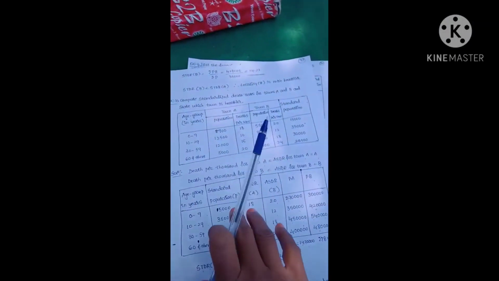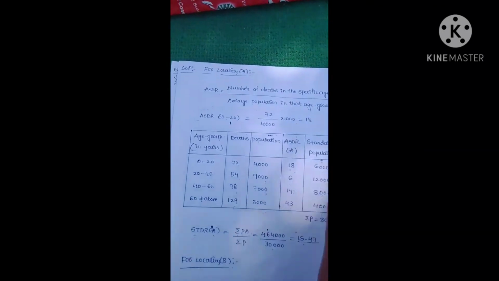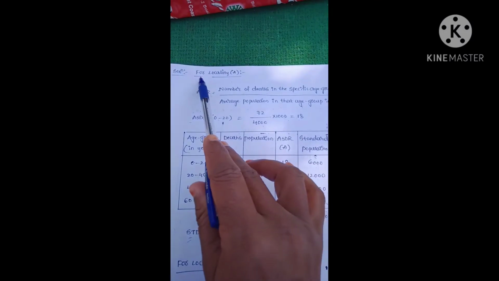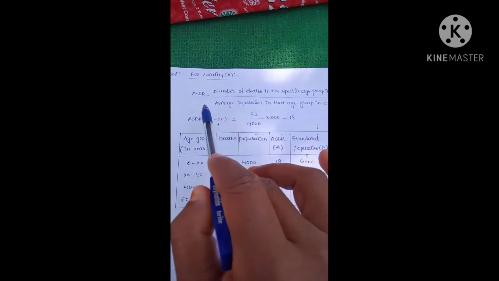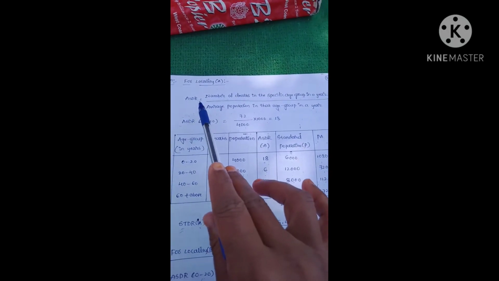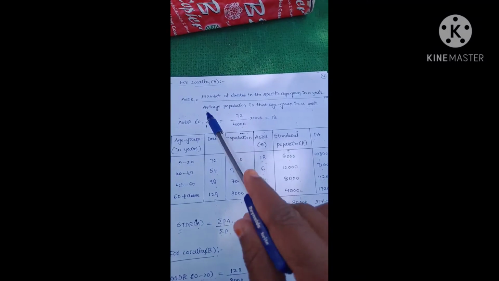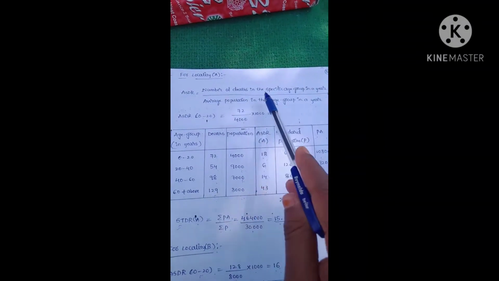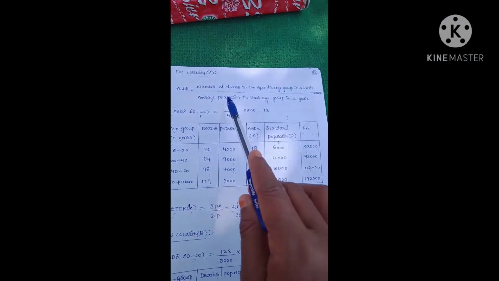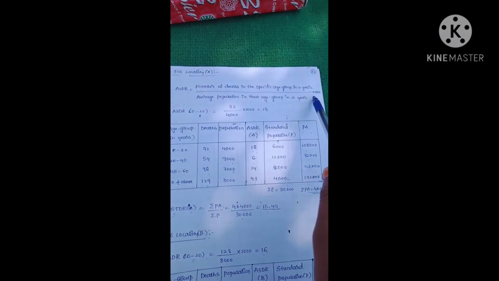How do we calculate standardized death rate here? See the solution. Write the solution first for locality A. Before calculating a standardized death rate, we need to calculate ASTR. Already we know how we calculate ASTR; in the above example we have studied. What is the ASTR formula? Number of deaths in the specific age group in a year divided by average population in that age group in a year into 1000.